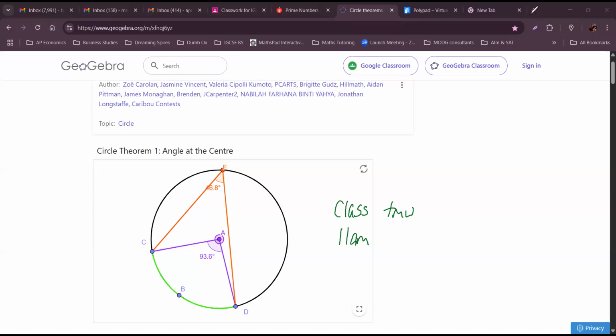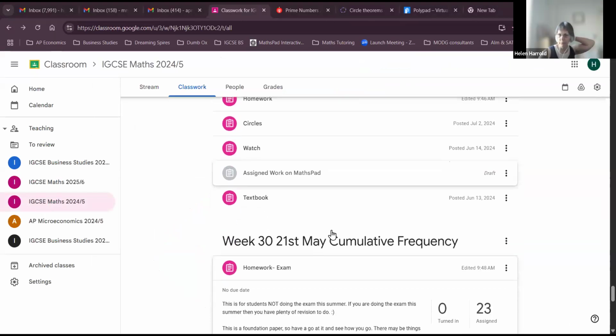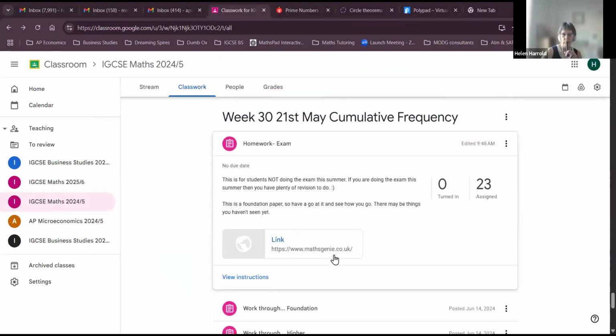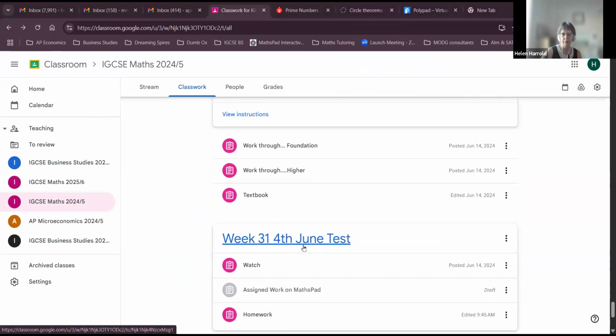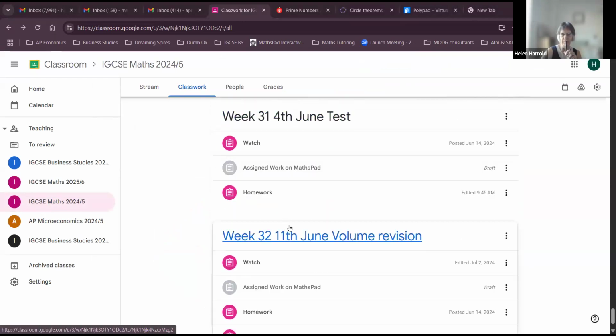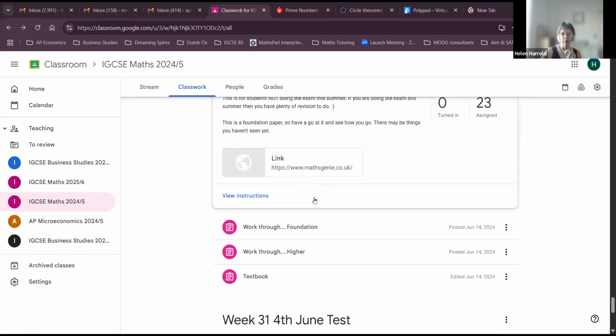When does the holiday start? I showed you the thingy earlier. So we've got a lesson next week on the 21st of May, and then there isn't one on the 28th. It's half term. After half term, there's the 4th of June and the 11th of June, and we're doing a test on that lesson. So start looking through.